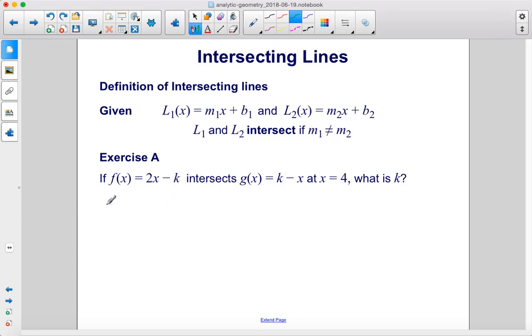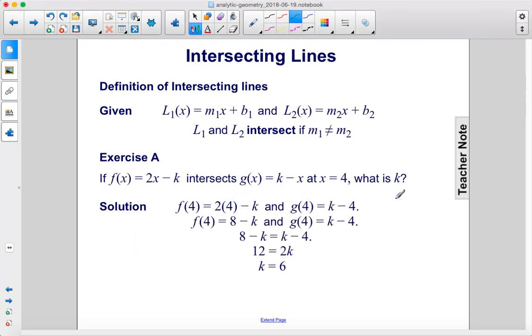Exercise A. If f(x) = 2x minus k intersects g(x) = k minus x at x equals 4, what is k? Alright, so all we do is plug 4 into both of the functions and solve. So f(4) ends up equaling 8 minus k, and g(4) ends up equaling k minus 4. Therefore, k equals 6.